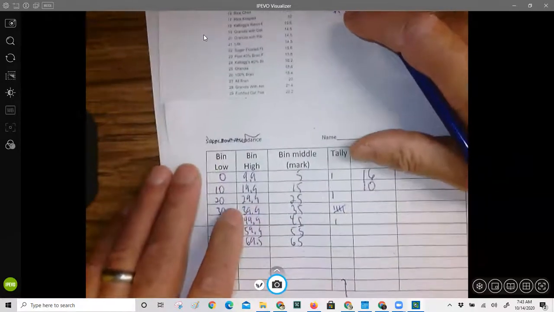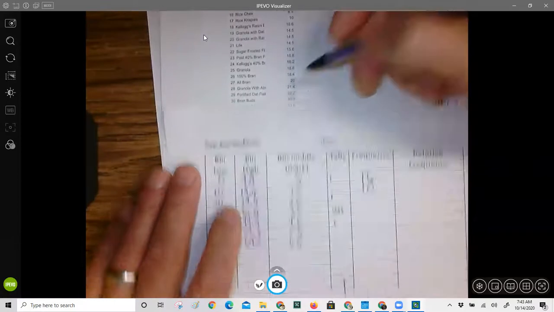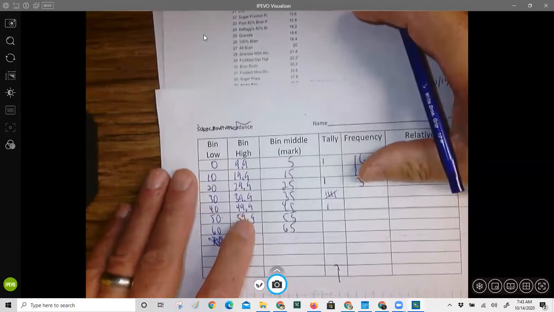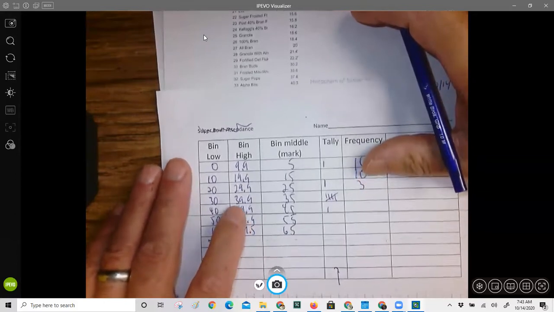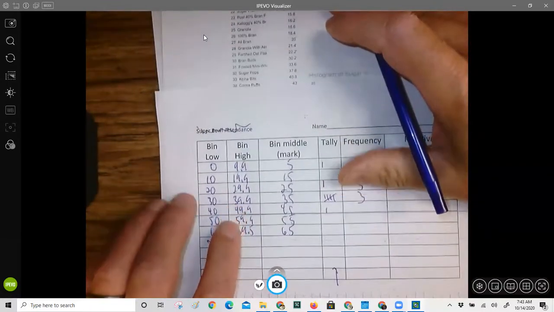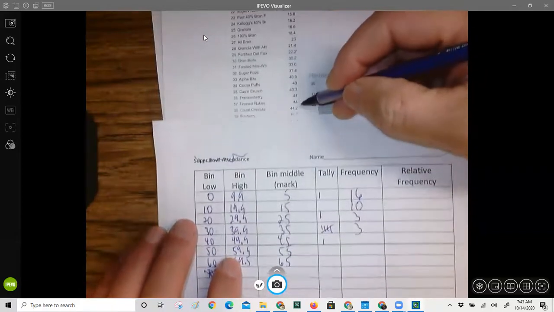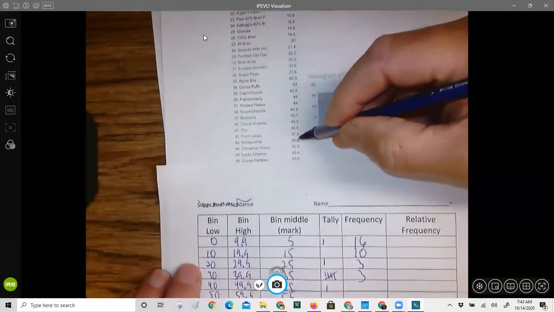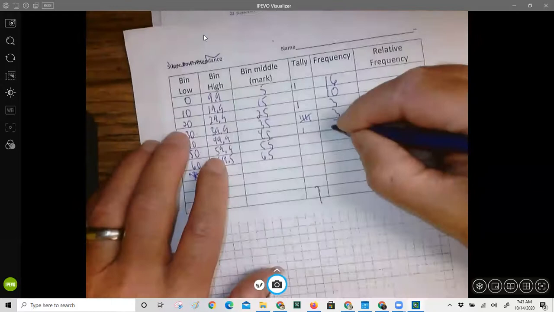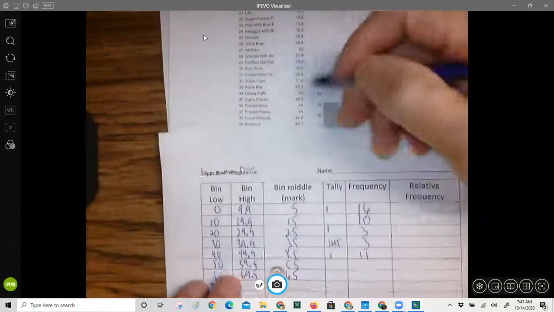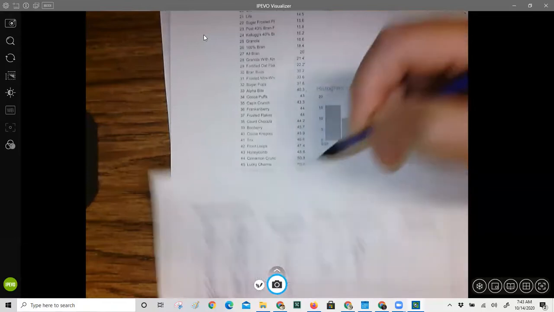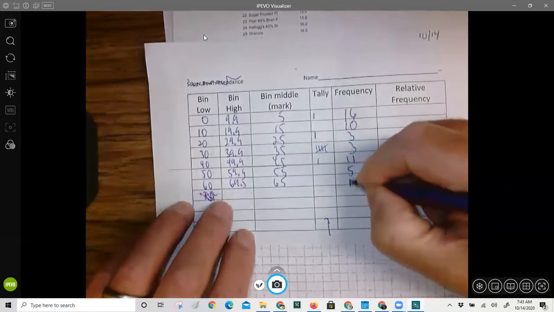How many between 20 and 29.9? 1, 2, 3. How many between 30 and 39.9? Well, let's see. 1, 2, 3 again. How many between 40 and 49.9? Wow, a lot of them. 1, 2, 3, 4, 5, 6, 7, 8, 9, 10, 11. How many between 50 and 59.9? Let's see, 1, 2, 3, 4, 5. And then only 1 in that last bin.